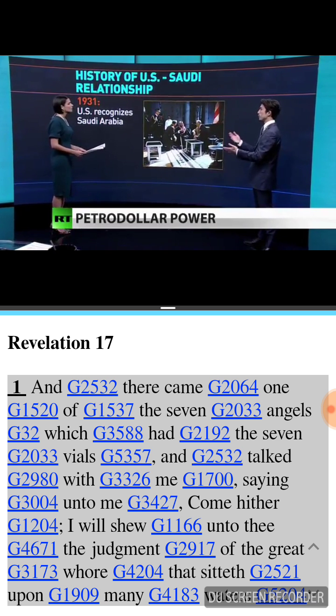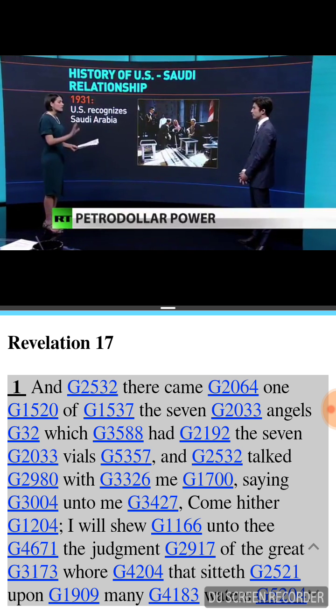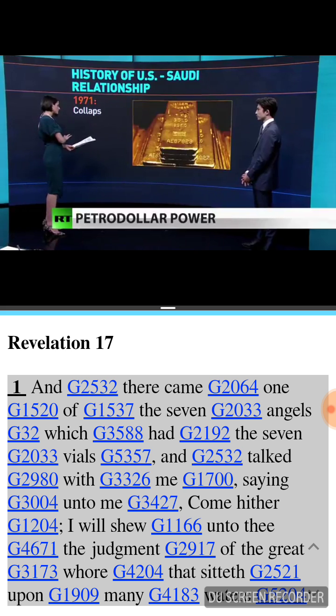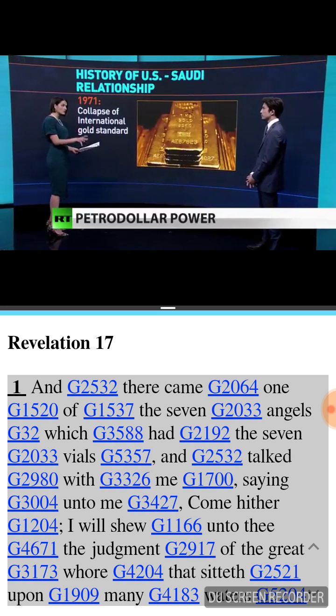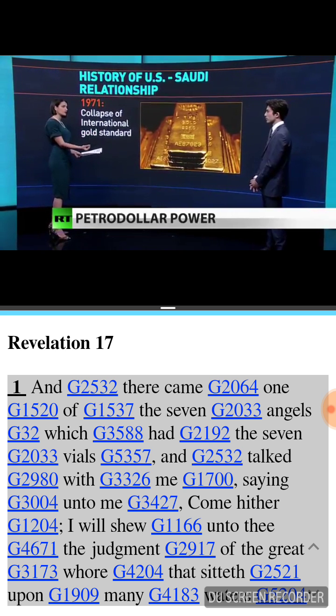And then in 1951, the U.S. Army Corps of Engineers creates its first military installment in Saudi Arabia. And then we fast forward a few decades to 1971, which saw the collapse of the international gold standard. Why was this development crucial to the U.S.-Saudi relationship?